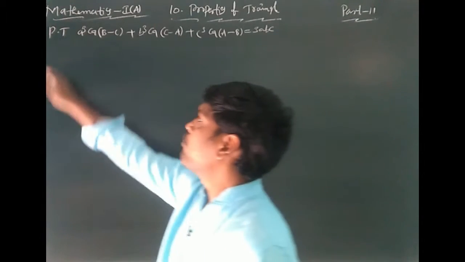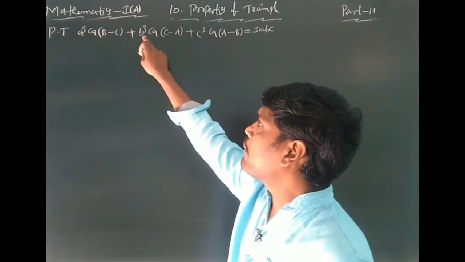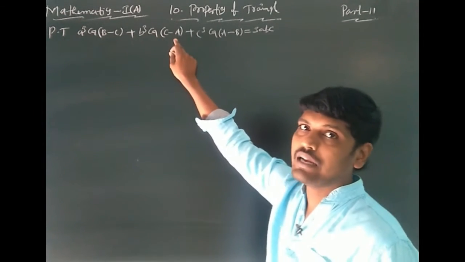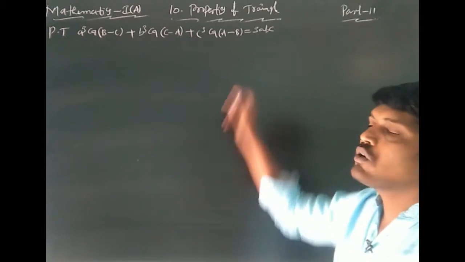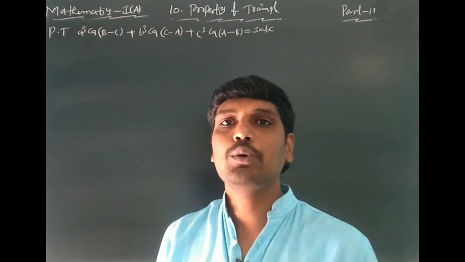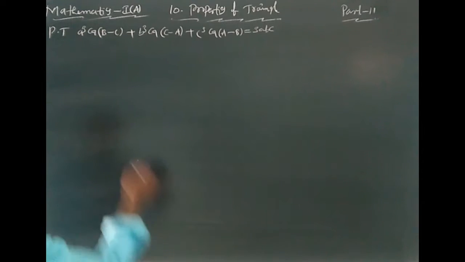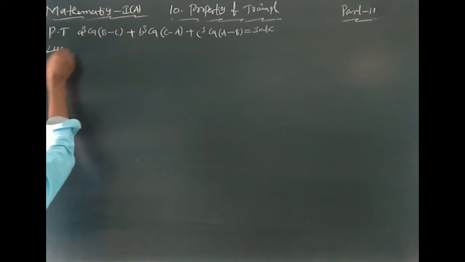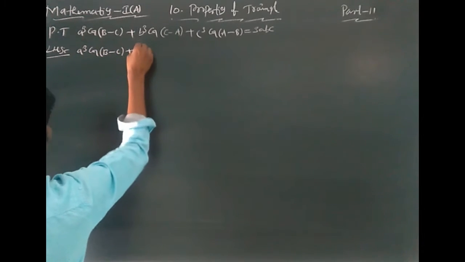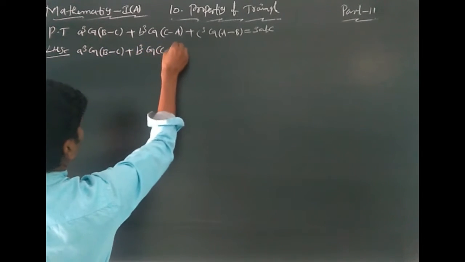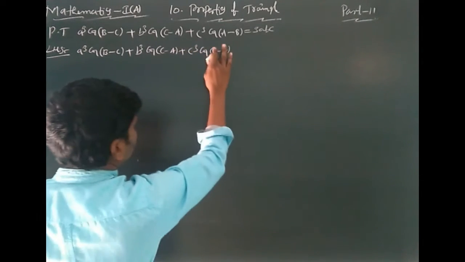What is that problem? Prove that a cube into cos of b minus c plus b cube into cos of c minus a plus c cube into cos of a minus b is equal to 3 into a into b into c. In this problem, first you have to take the LHS part. What is the LHS part here? The LHS part is a cube into cos of b minus c plus b cube into cos of c minus a plus c cube into cos of a minus b.